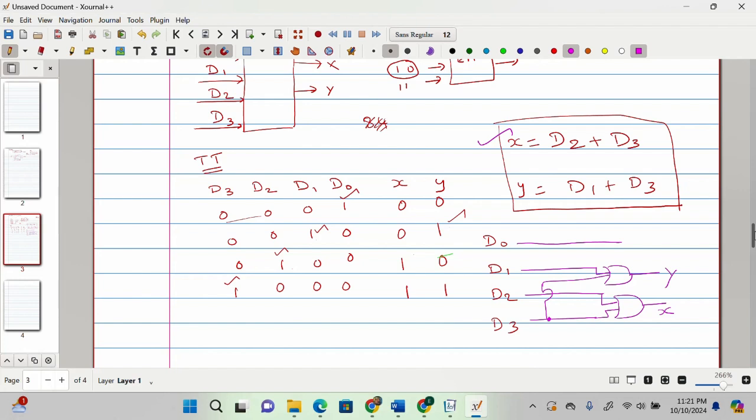So here we do not use D0. In the 4 to 2 encoder circuit like this, for learning purposes we will look at the 4 to 2 or 8 to 3 encoder.